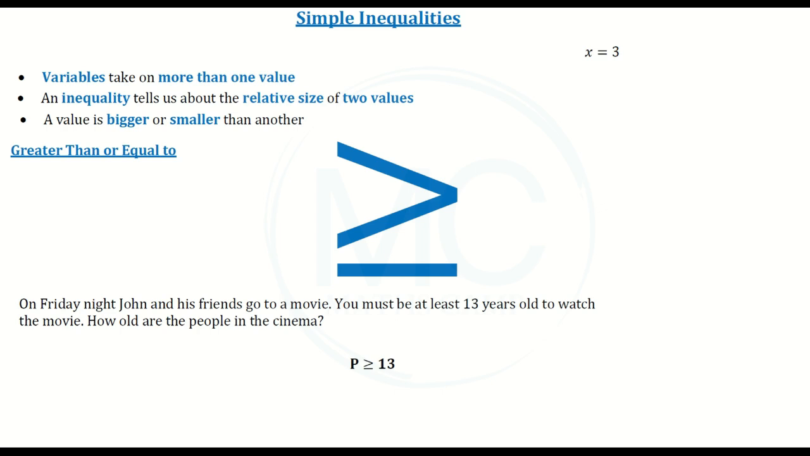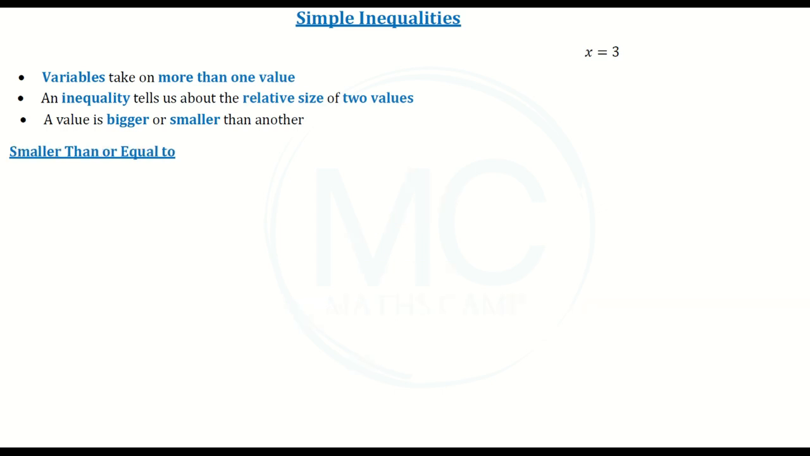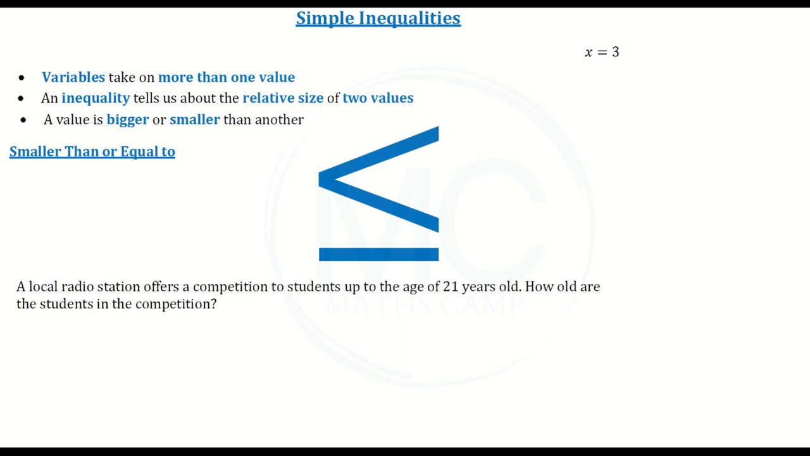Finally, let's look at smaller than or equal to. This sign is similar to the sign for greater than or equal to, except once again, it is pointing in the opposite direction. Let's say that a local radio station offers a competition to students up to the age of 21 years old. How old are the students in the competition? Again, we don't know the actual ages, but we know that everyone is 21 or younger. So we can say the students' ages are smaller than or equal to 21.